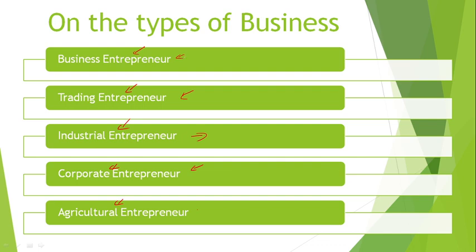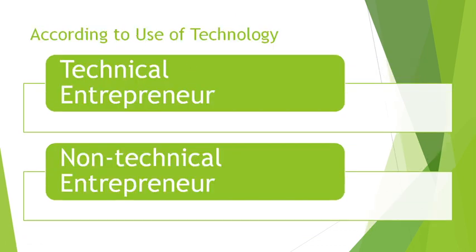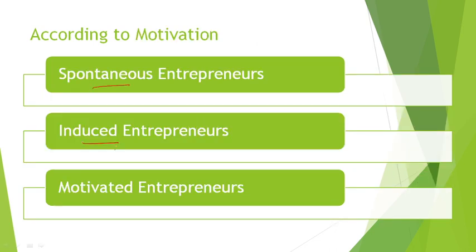And business entrepreneur is nothing but those who create the businesses. According to use of technology, either they use technical things or skills or otherwise not. So technical entrepreneur and non-technical entrepreneur. Spontaneous, induced or motivated. Spontaneous is for self-realization of a particular person's skills. Induced is where a government or organizations motivate a particular entrepreneur to start business. Motivated are those who see that they have the ability to perform their business.